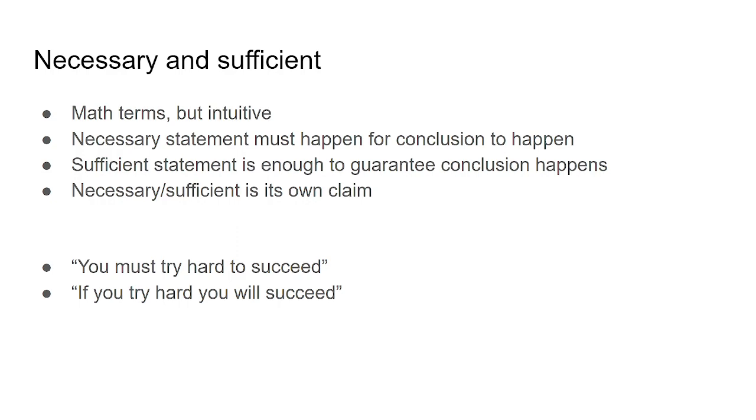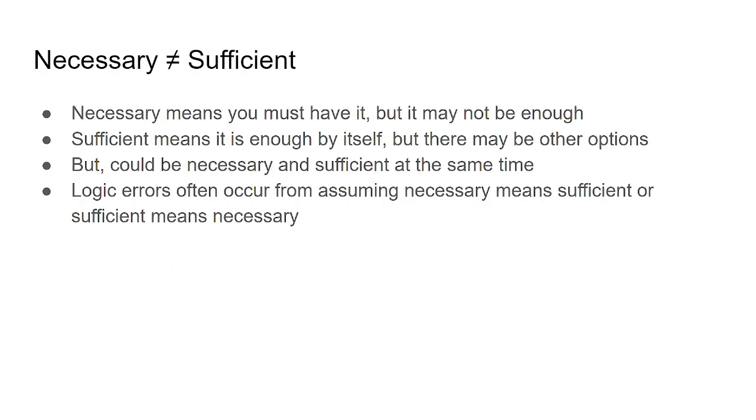So as an example, you could say, you must try hard to succeed, so trying hard is necessary for success. Or you could say, if you try hard, you will succeed, so it's a guarantee. So you're saying trying hard is sufficient for success. So those are examples of necessary and sufficient statements.